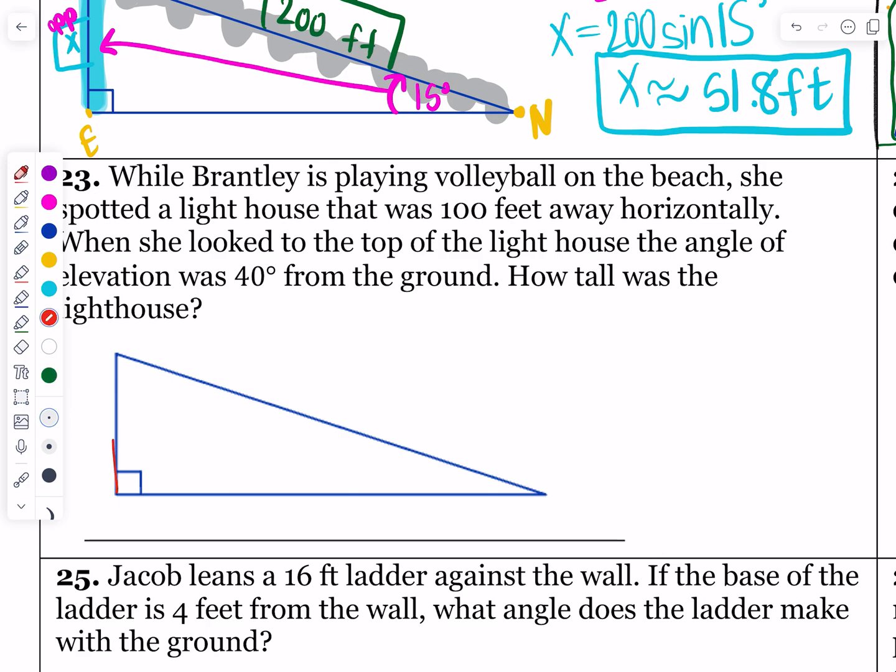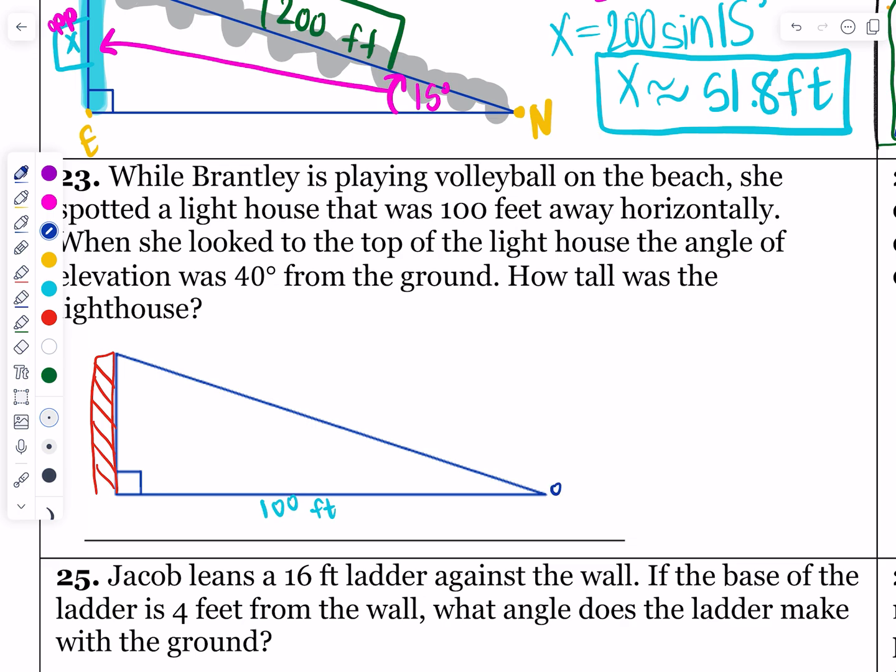So here's going to be my horrible attempt at a lighthouse. We'll just kind of put this here, okay? So there is my lighthouse that is 100 feet away horizontally. So it talks about a horizontal piece, so let's go ahead and put that here. It's 100 feet away horizontally from Brantley. So I'm going to put Brantley right here.